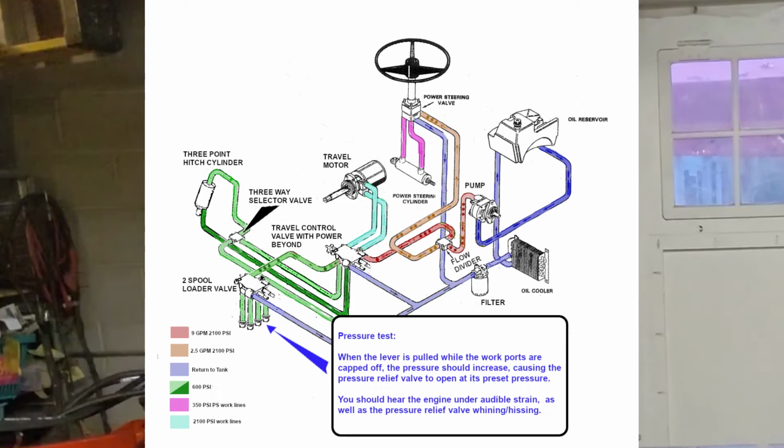So instead of a loopback hose, this time I installed a plug in the valve's work port. Then when I pull the handle, the loader valve is dead-headed, and I'll listen for the engine to bear down and the relief valve to kick in. So I started the engine, throttled it up, and gingerly pulled the handle. And nothing. No engine change, no whining relief valve. So I throttled it down and tried it again.